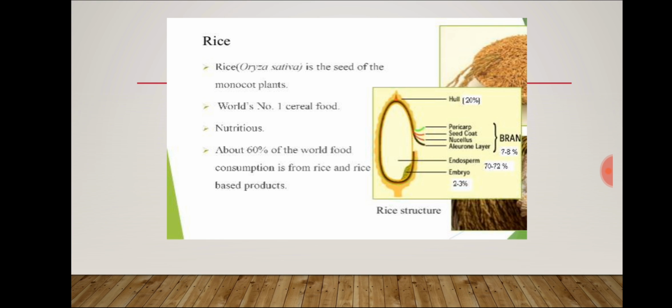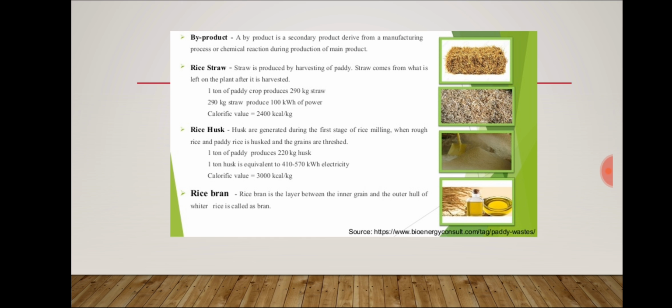Rice, botanical name Oryza sativa, is the seed of a monocot plant. It is the world's number one cereal food and is nutritious. About 60% of the world's food consumption is from rice and rice-based products.